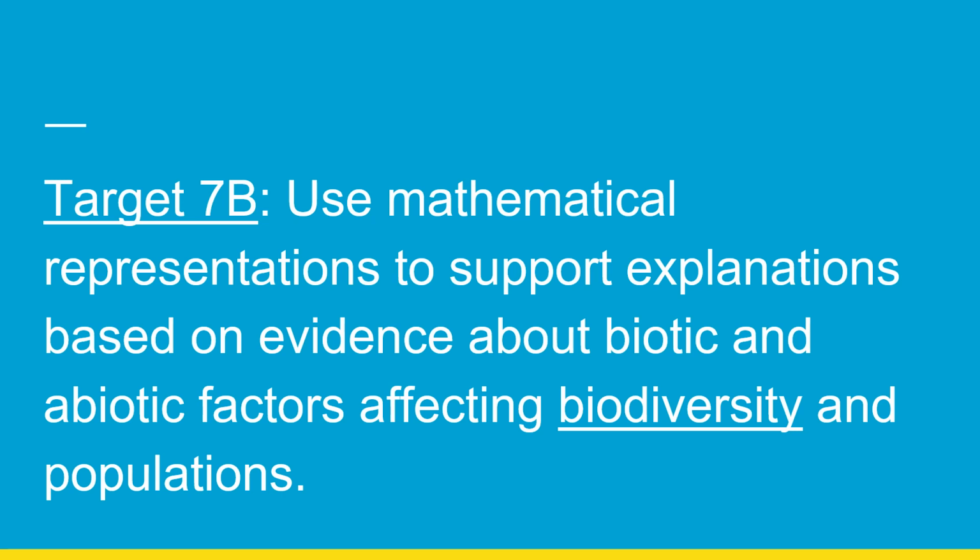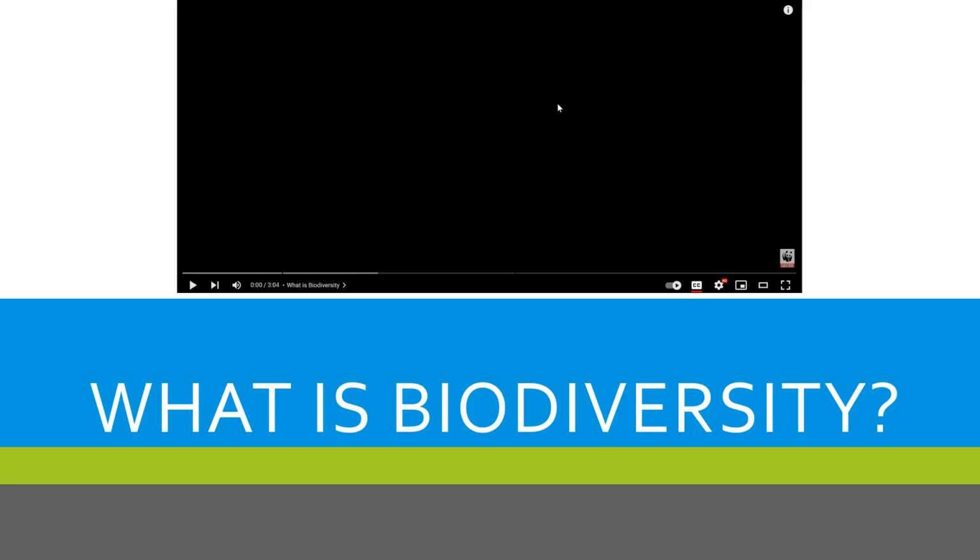So essentially that just means that you're going to have to be able to read a graph, read a chart, and talk to me about biodiversity and how abiotic and biotic factors affect the population. So in order to know that, we have to know what abiotic, biotic, and biodiversity means. So that's what we're going to talk about. All right, so we're going to watch this quick video about what biodiversity is, and then we'll talk about the definition, and then we'll talk about abiotic and biotic factors as well.